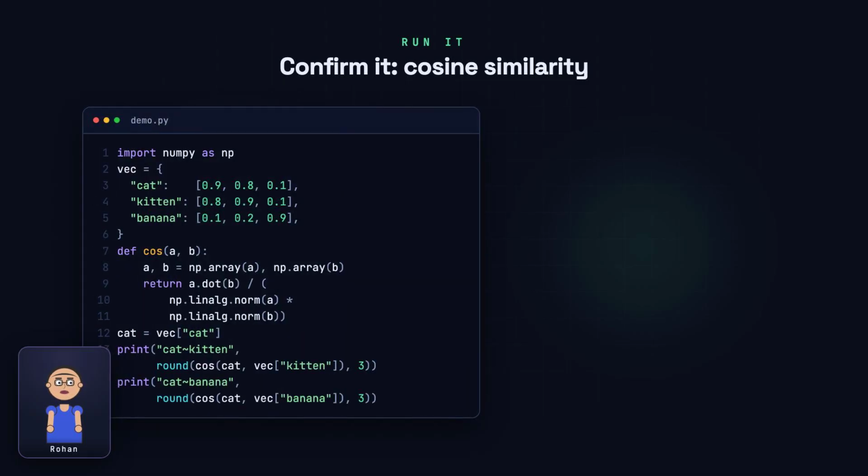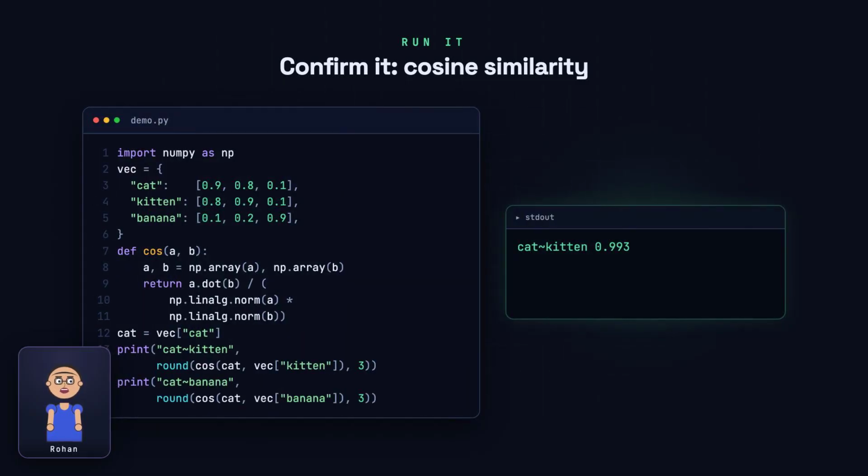Let's confirm the direction idea in code. Cosine similarity measures the angle between 2 vectors. 1 means pointing the same way, 0 means unrelated. We compare cat to kitten and cat to banana. You'll see cat and kitten score near 1, while cat and banana score much lower. Exactly the geometry we drew.